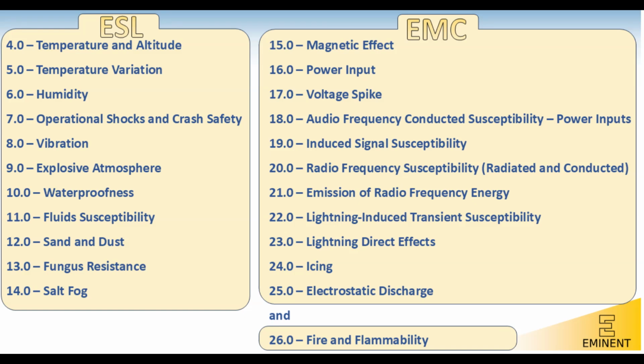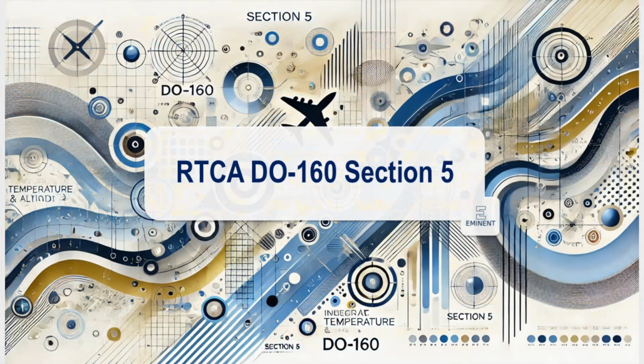Temperature changes can cause material expansion, contraction, and stress, which can lead to equipment failure if not properly tested and prepared. Here, we'll explore Section 5 in depth, covering its categories, common failures, mitigation techniques, and why it's essential for airworthiness and flight safety.